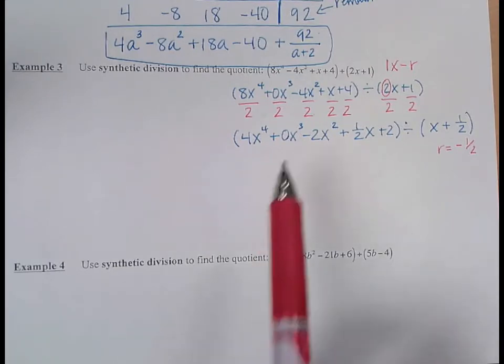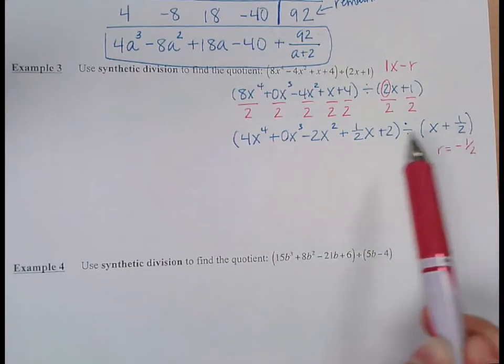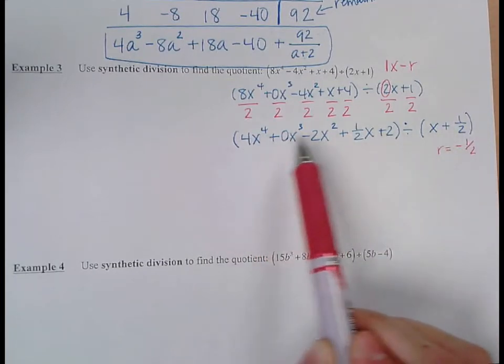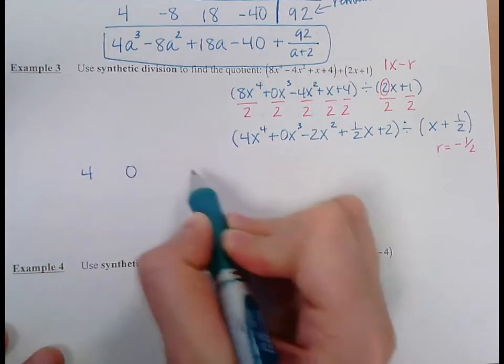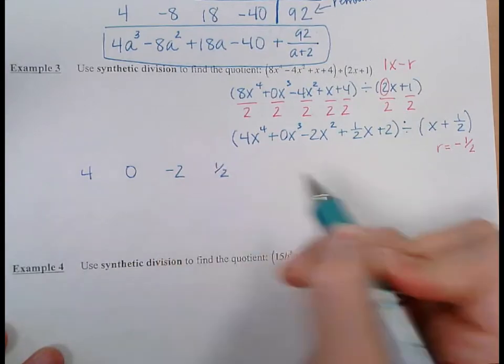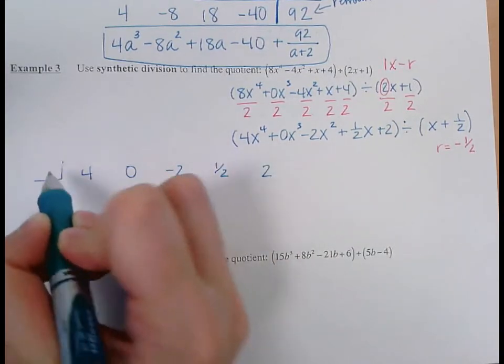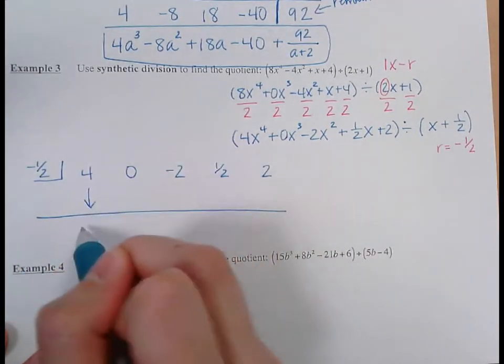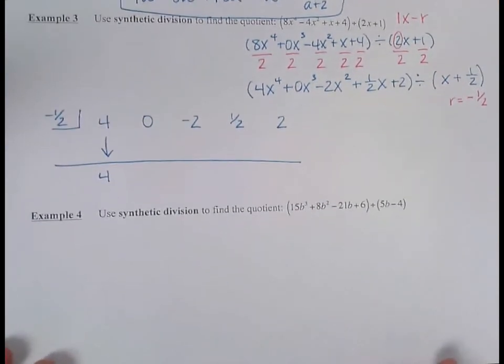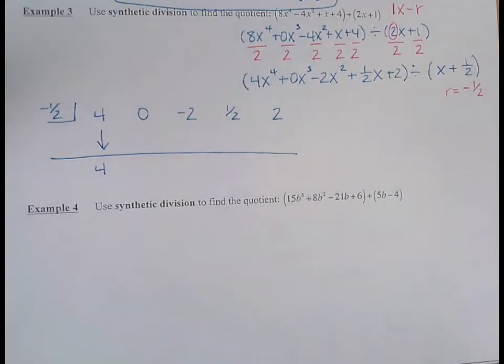So now when I set up my synthetic division, I'm using the one that I rewrote. So I'm using this line here, not the original. So my coefficients are 4, 0, -2, 1/2 or 0.5, and 2. And I have -1/2 or -0.5 in the box. And I can bring down the first coefficient of 4 right away. And if you left it as 1/2, or even if you changed it to 0.5, when you multiply by a half, you're really just dividing by 2.